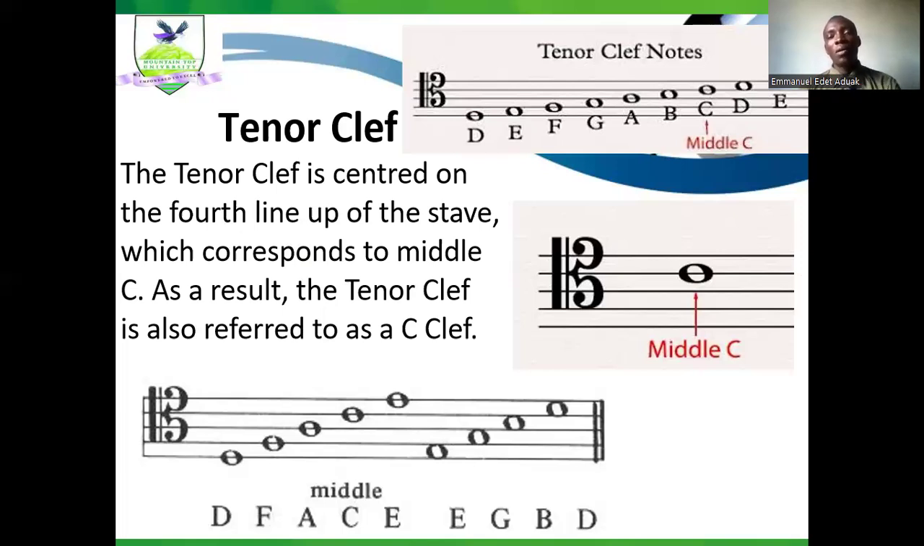These are good to note, but in piano we sparingly use the tenor staff. So in piano, we concentrate more on the grand staff, treble staff, and bass staff, but it is worth knowing. So line 4 is your middle C for tenor staff.